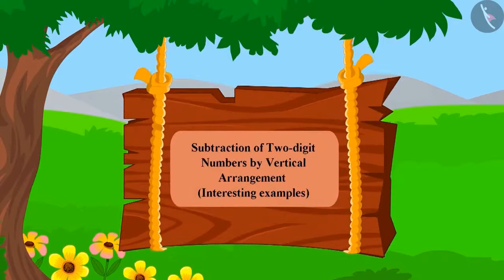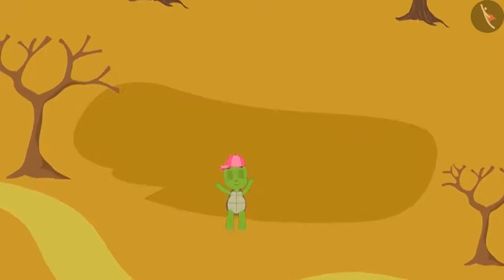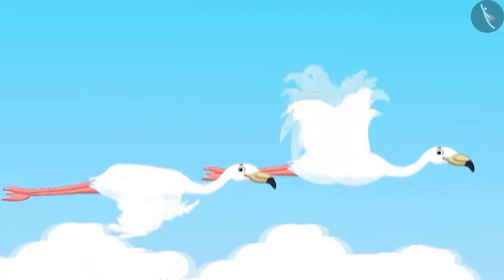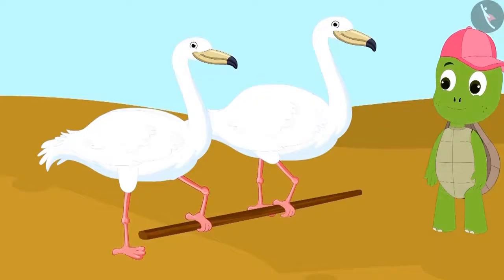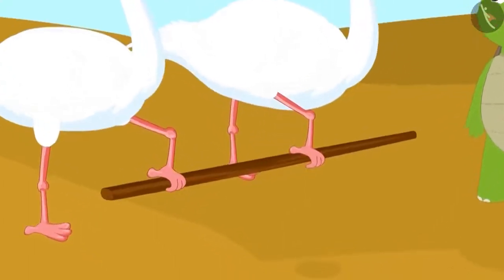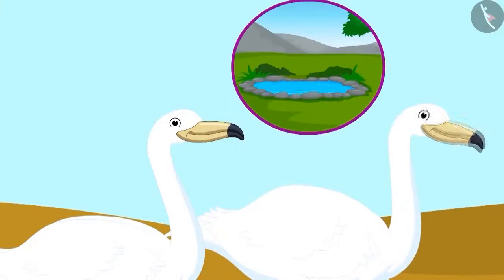Children, in the previous lesson, we learned the process of subtraction by writing 2-digit numbers vertically. In this lesson, we will look at interesting examples related to this. 2 birds saw Tufan Turtle thirsty near the pond below. The birds were determined to help him. They caught a wooden stick between them and told Tufan that they would drop him to the other pond.